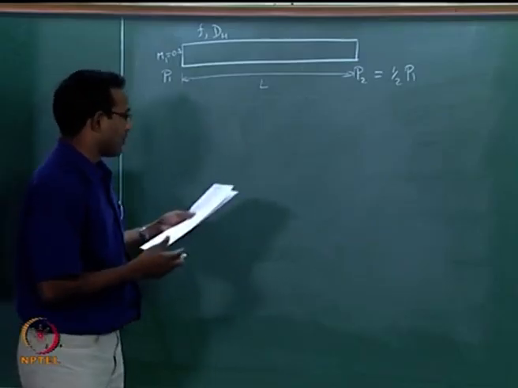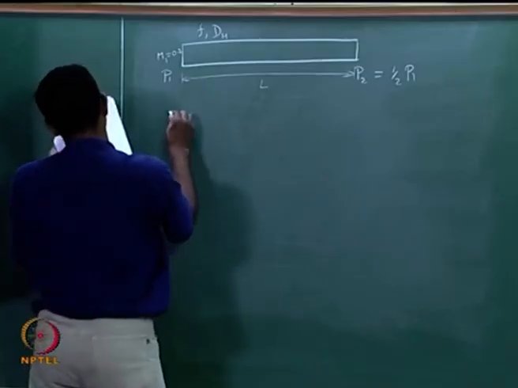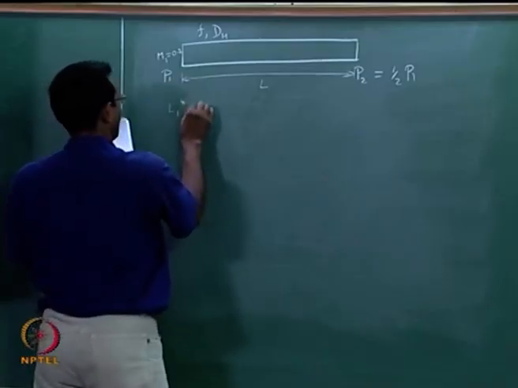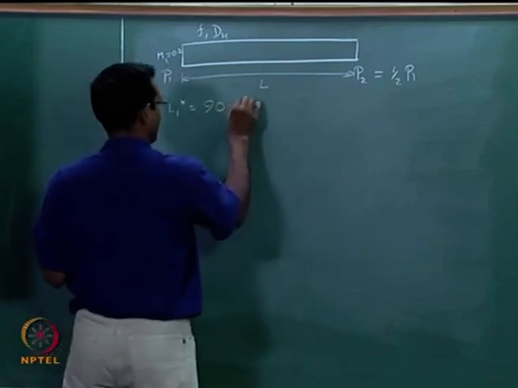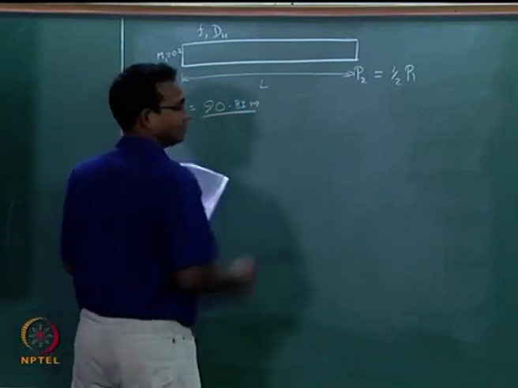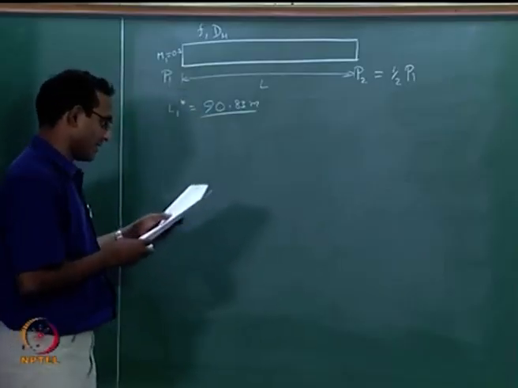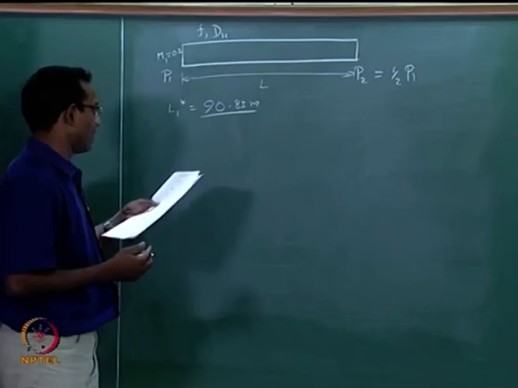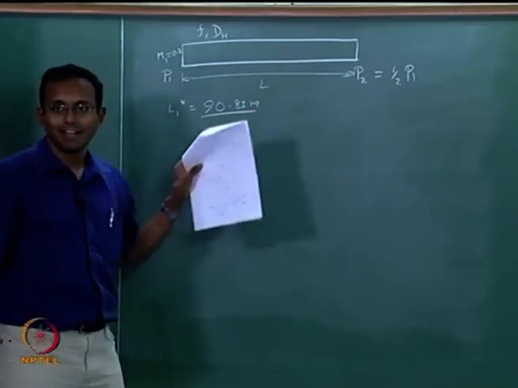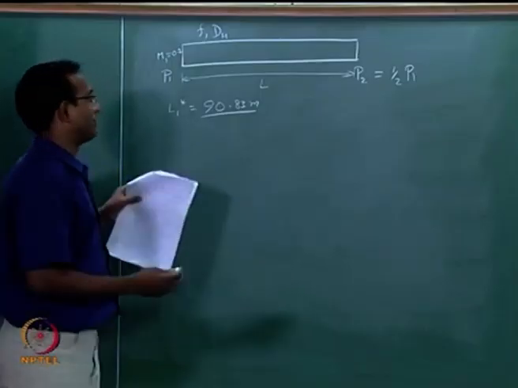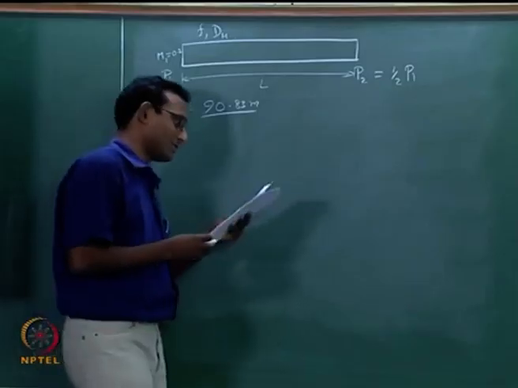So, how will I approach the problem? It is not very difficult. I am again going to say for this M1 I know my L1 star. From problem A I know the L1 star, it is 90.83 meters. I know this number. Now, the only thing I have to think about is what should be my Mach number such that I will get half the pressure. Is it very difficult to do? It is not very difficult to do, but you have to just look through that problem.